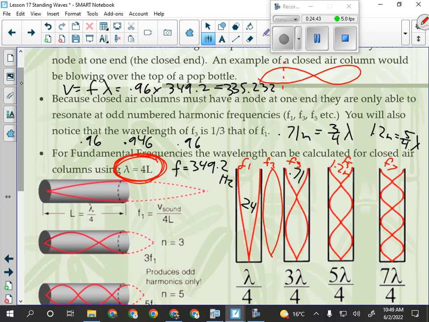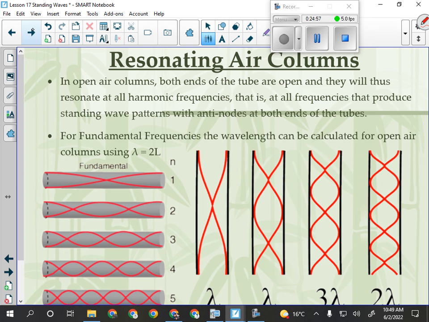All right, now open air columns work a bit differently, because they don't have a closed end to bounce off of. So instead, you get reflections along the length of the tube. Okay? And you get this. They'll resonate at all of the frequencies: F1, F2, F3, F4. There's no dead ones because there's never a node at the top. Okay? It's always antinodes at both ends when it's resonating.